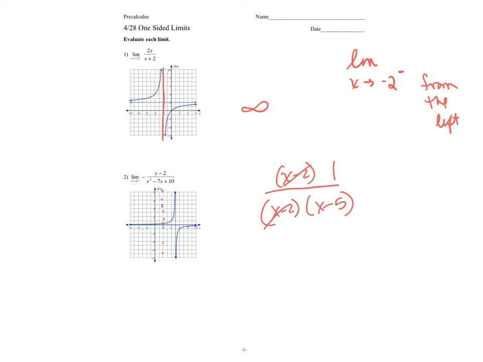So when you put a 2 in for the x, it's going to be 1 over, oh, there's a minus sign here. I keep forgetting those minus signs. There's a minus sign over here. So it's going to be -1 over 2 minus 5, which is -1 over -3, which is 1/3.